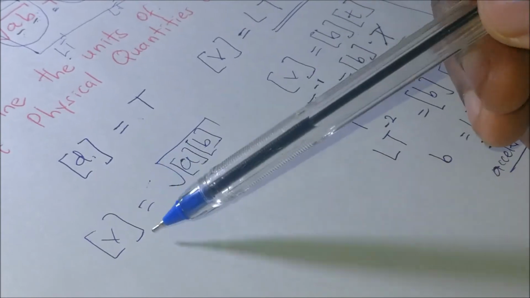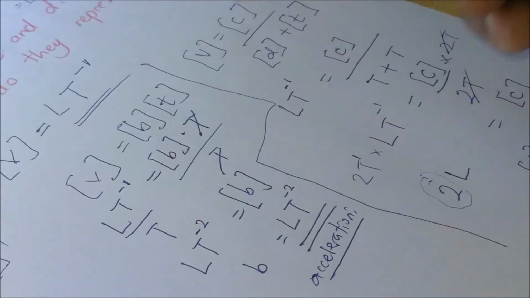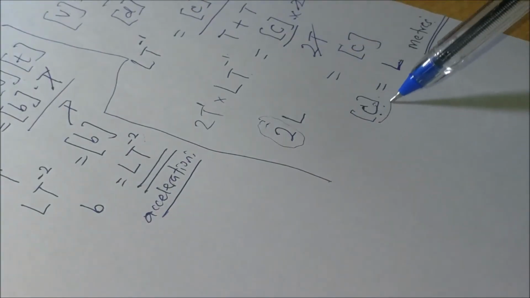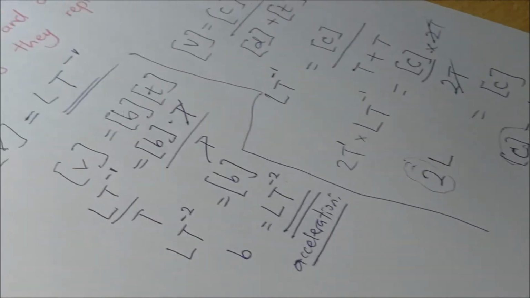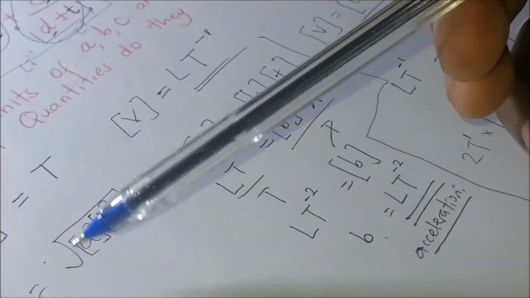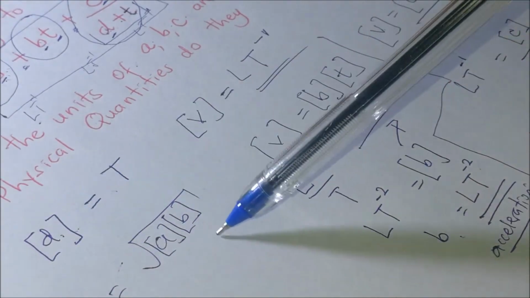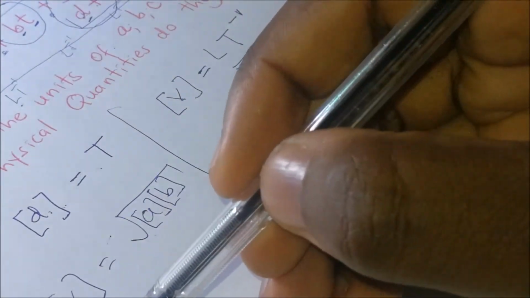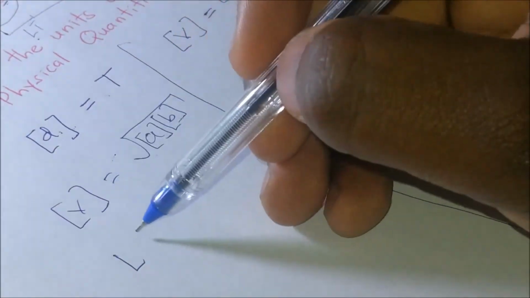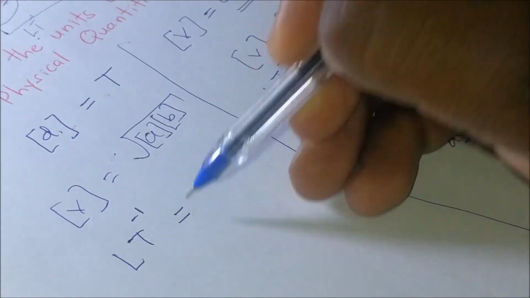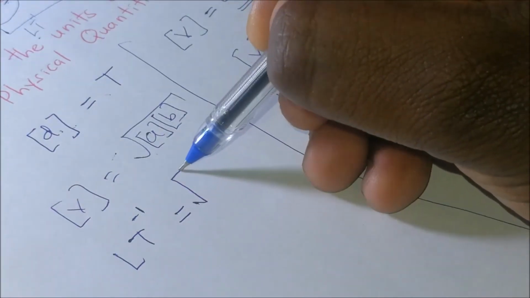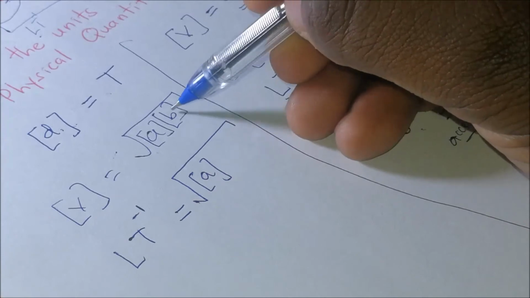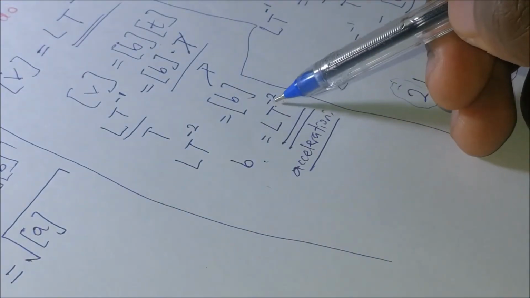Then let's go on and find the dimensions remaining here. We have gotten C as meters. We have B. We have D. Now we need to find A. So to find the dimensions of A, the dimensions of V, LT to the power negative 1, is equal to the square root of the dimensions of A, which we are looking for, times the dimensions of B, which we got as LT to the power negative 2.